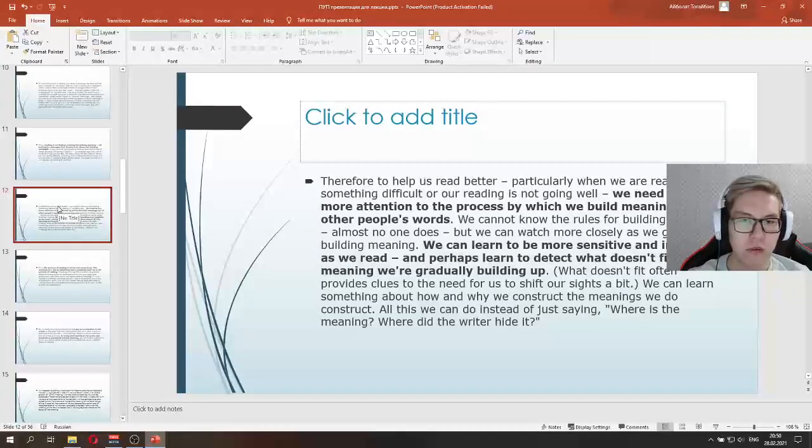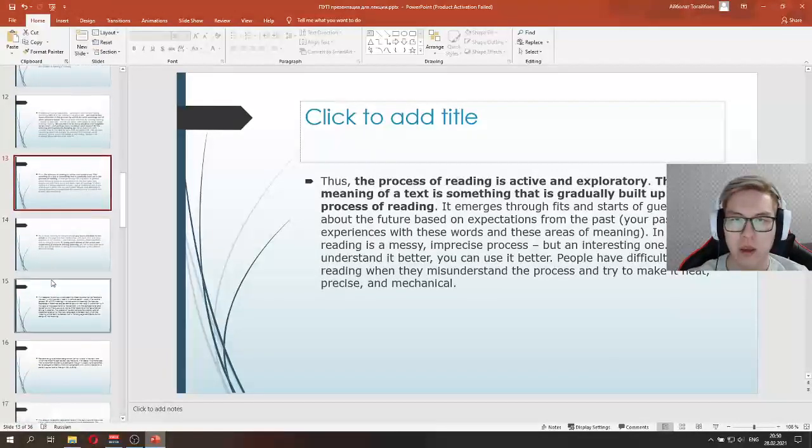What doesn't fit often provides clues to the need for us to shift our sights a bit. We can learn something about how and why we construct the meaning we do construct. All this we can do instead of just saying, "Where is the meaning? Where did the writer hide it?" Thus, the process of reading is active and exploratory.